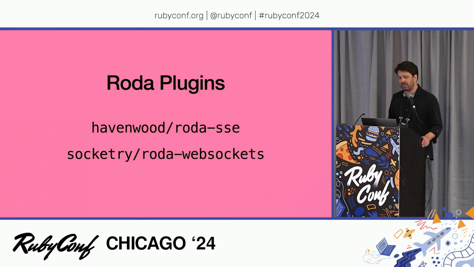So I created two. One is under my GitHub, github.com/havenwood/roda-sse. And the other one is under the async GitHub repo socketry, socketry/roda-websockets. These both use the excellent async fiber libraries because when we're streaming, we want to do it with a whole bunch of clients without taking a thread per client, as many of the other Ruby solutions do today outside of async.